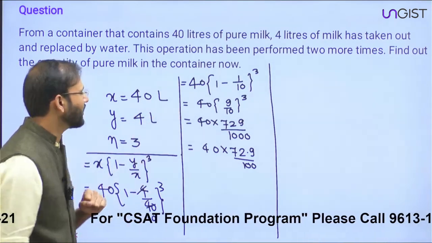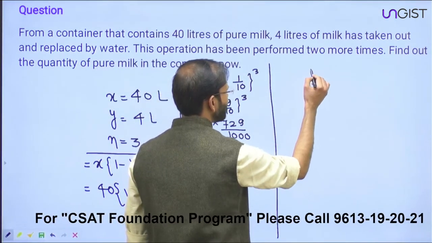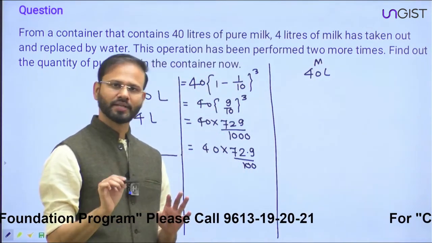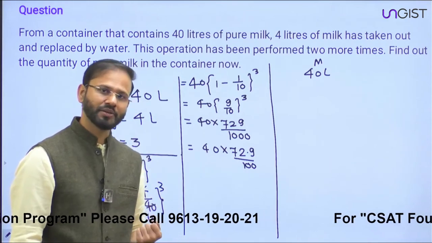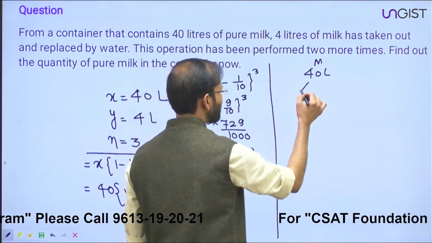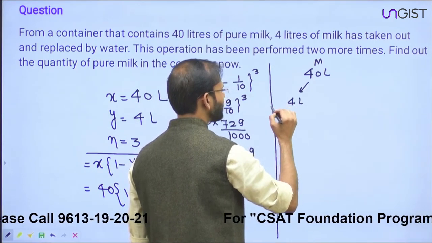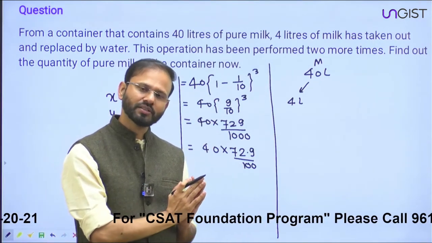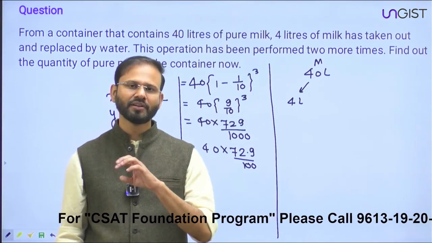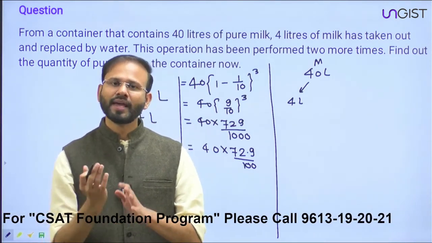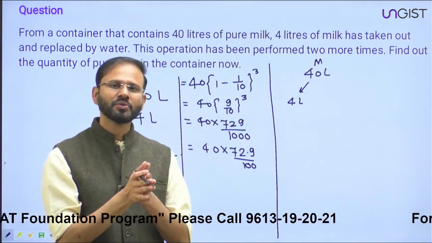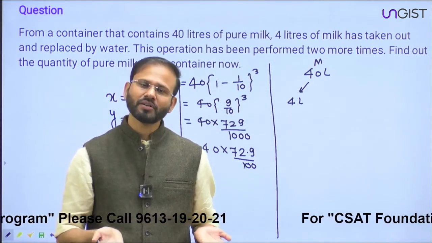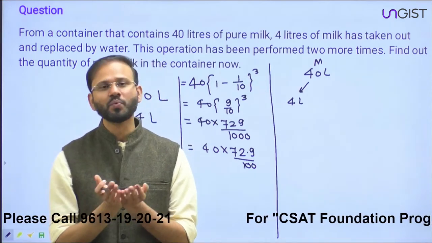Friends, tell me one thing. There is 40 liters of pure milk. 4 liters of milk has been taken out and then it was replaced by water. If we have taken out 4 liters of pure milk, what is the quantity of pure milk which is left? It is 36 liters now, and we have poured 4 liters of water over it. So now it is again 40 liters, but it is a mixture of milk and water, where milk is 36 liters and water is 4 liters.